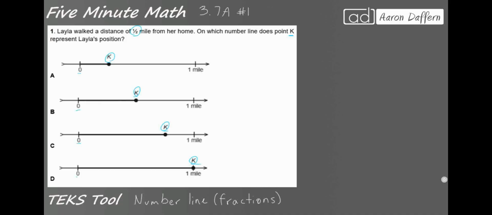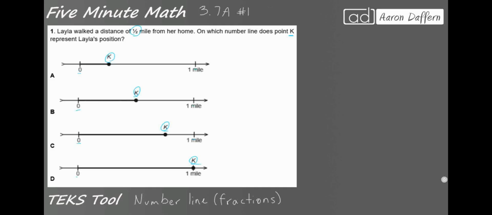Now, what's different about this is that each of these only has one point, that K. It's not broken up into halves or fourths or thirds or sixths or eighths or anything like that. So we're going to need to do a little bit of thinking in order to solve this problem. Now, there's a few ways we can solve this. I'll show you several different ways we can do this.